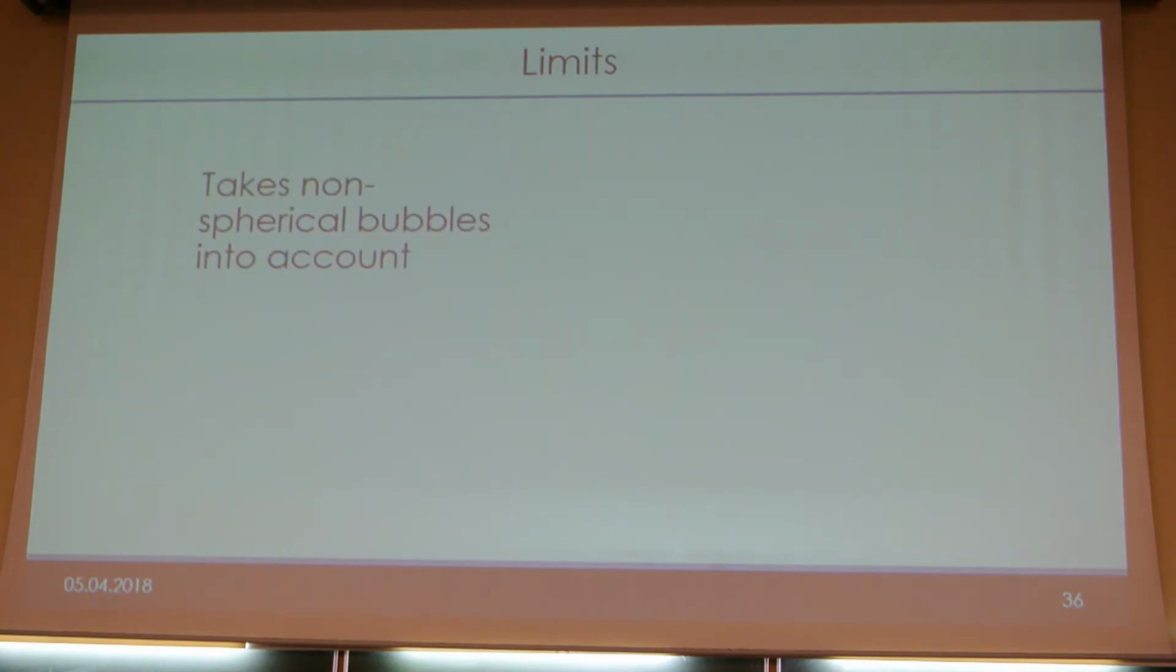But what limits do we have? First of all, what is good is that we take non-spherical bubbles into account, and that different parameters and settings are possible. For example, if I want to change the cup, or change the viscosity of the water, I can calibrate my whole system again. It will take some time, but I can do so, and that's why I can use the method for different setups, not only for one.